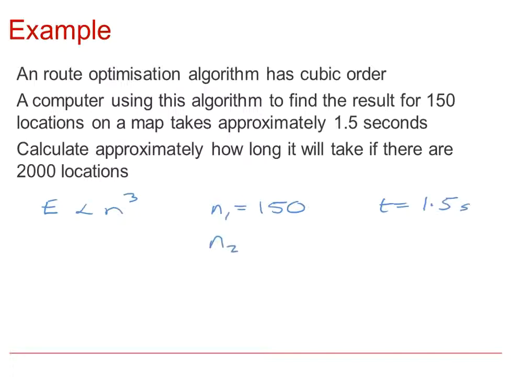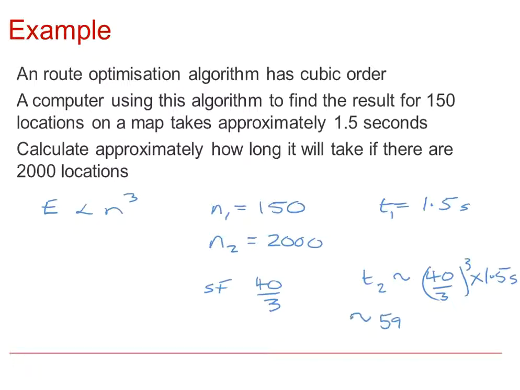then if n is now 2000, the scale factor is 40/3, and therefore the second time is going to be (40/3) cubed times 1.5 seconds. This turns out to be about 59 minutes, or if you wanted an even rougher calculation, you could say 1 hour.